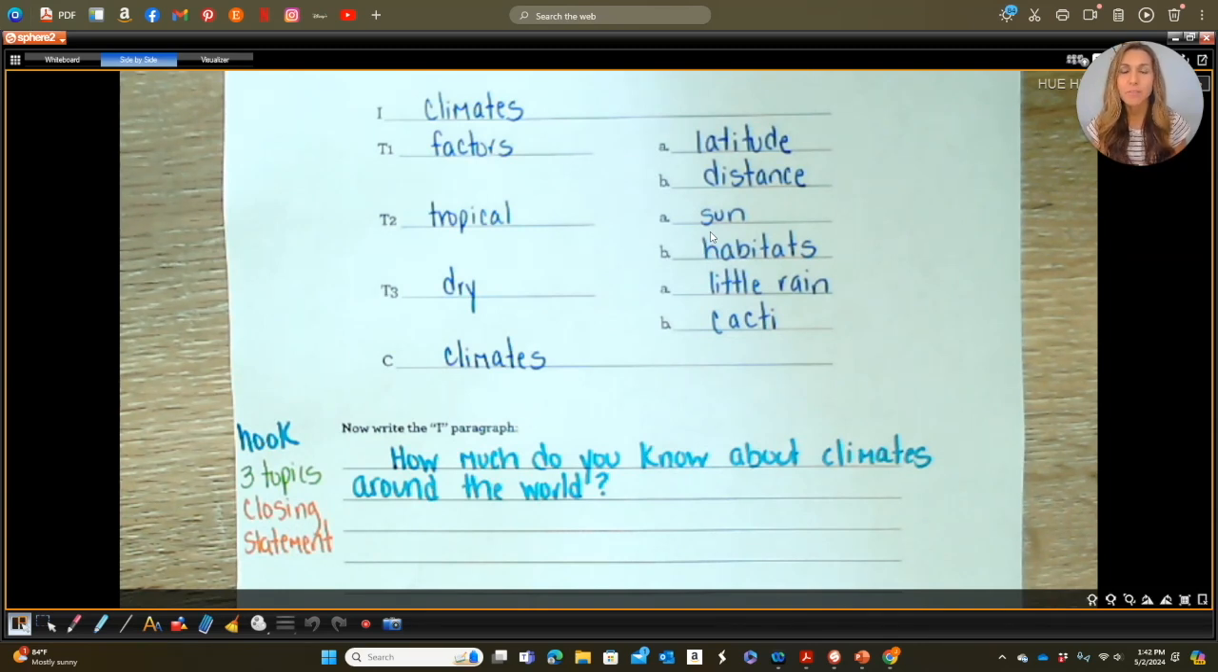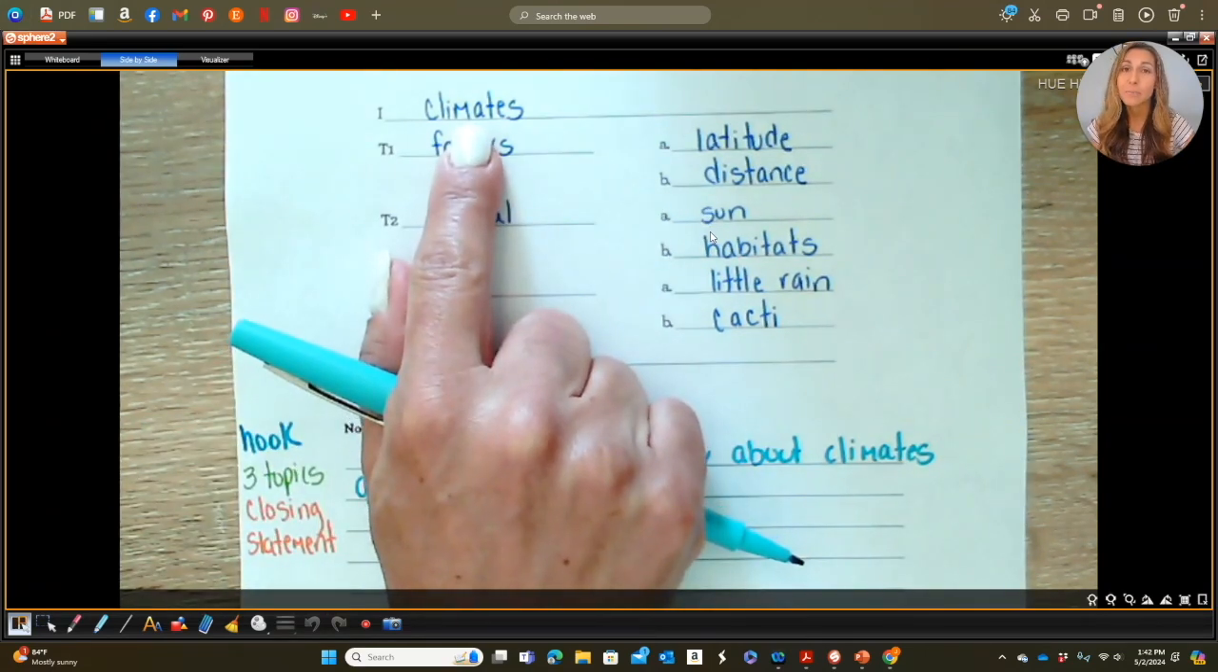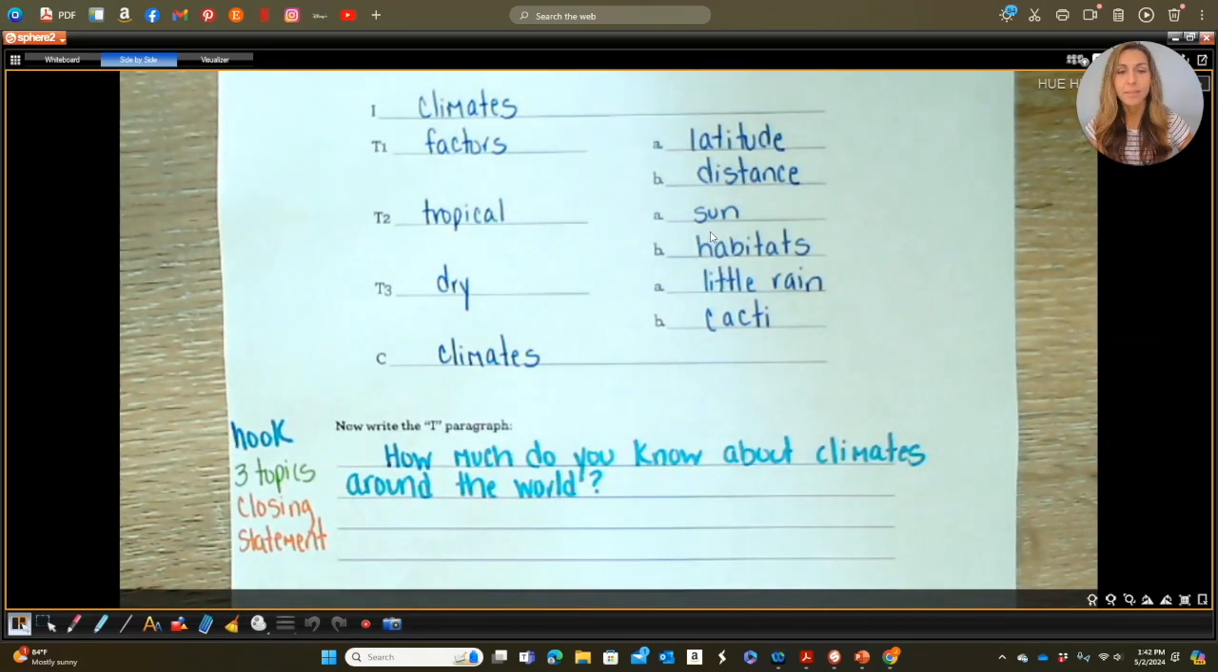So I chose to come up with a very simple question to get my reader interested in my essay, and my question is about my central idea, which is climates. So I simply said, how much do you know about climates around the world?